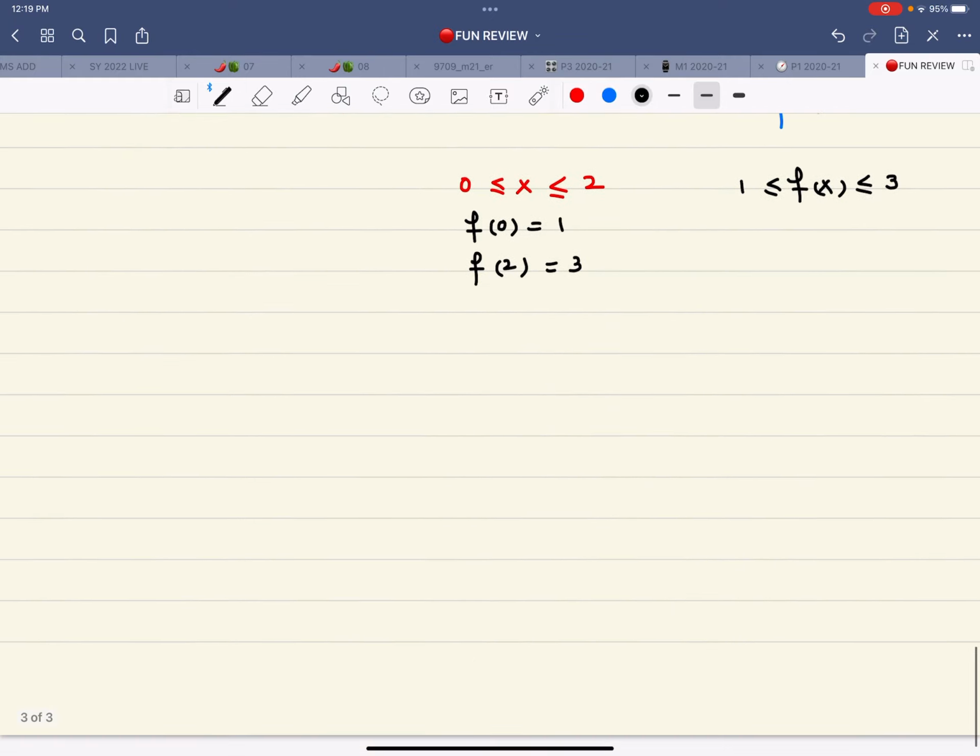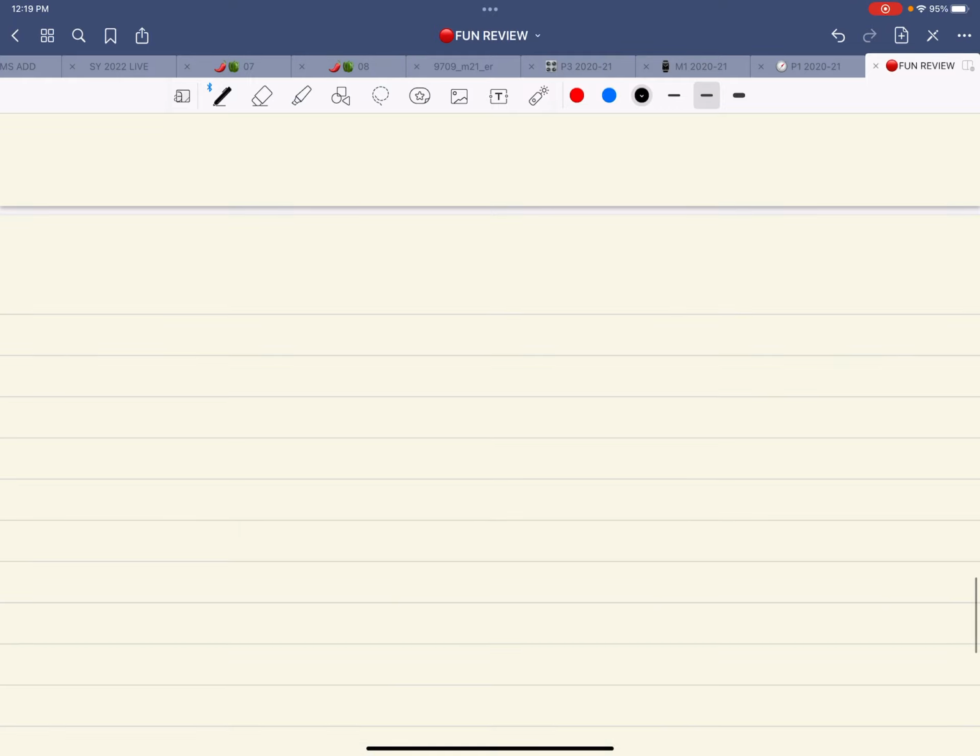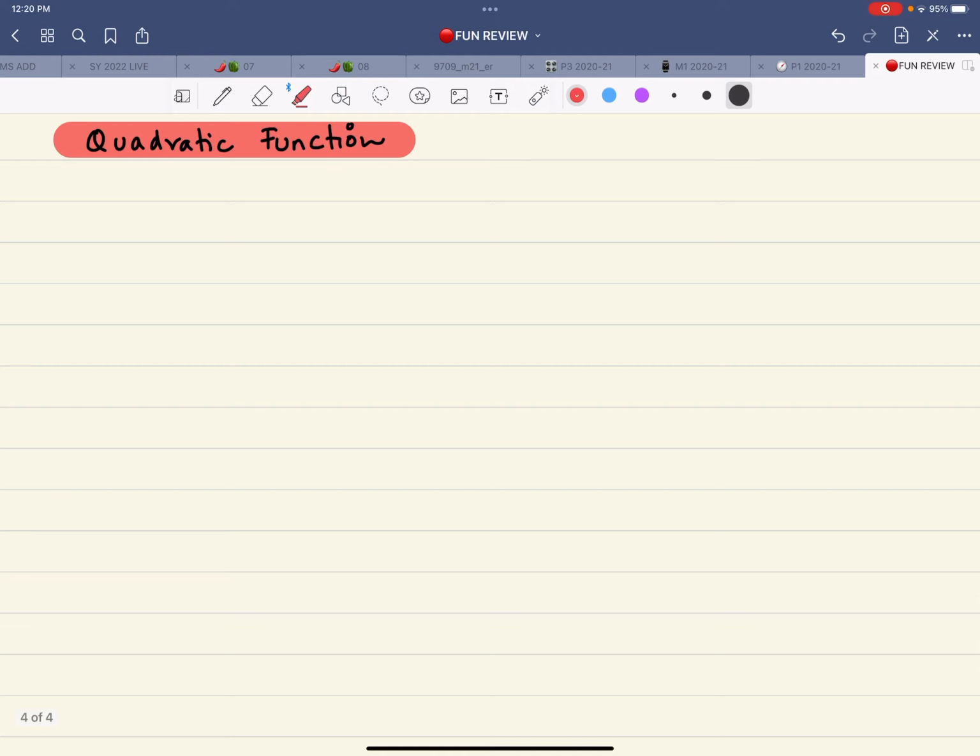Now, if I go to the idea of a quadratic graph. So now if I talk about a quadratic function, the most standard function is that of y equals x squared or f(x) equals x squared. Let's first get started with this. f(x) is equals to x squared.